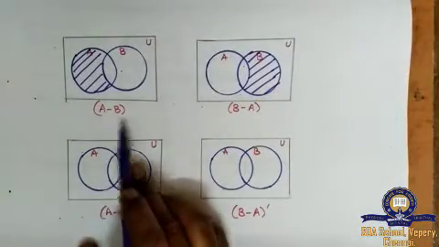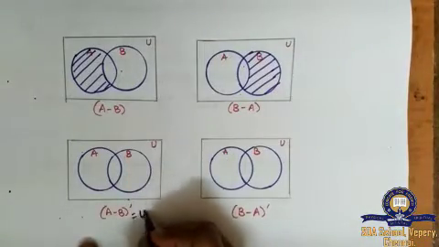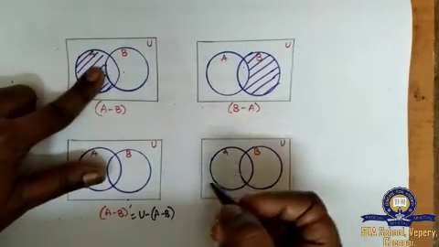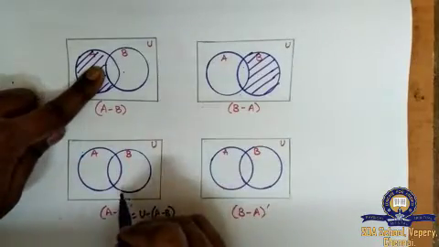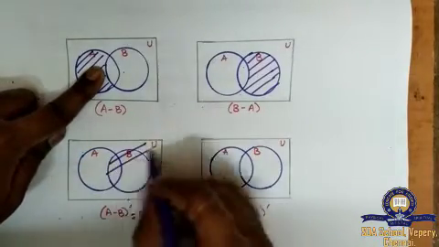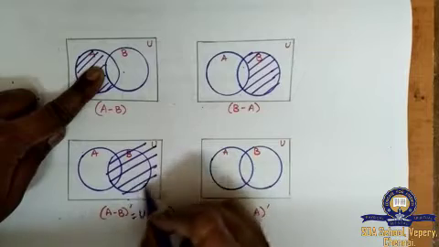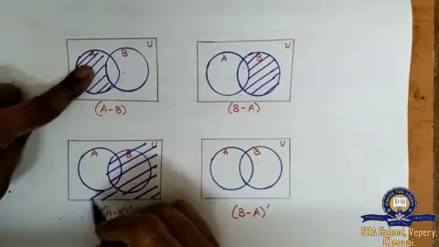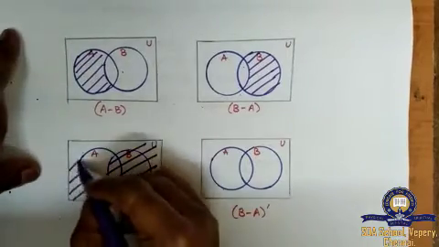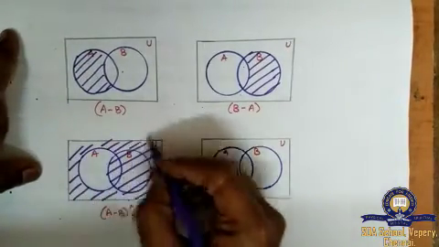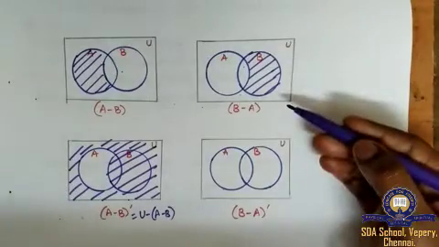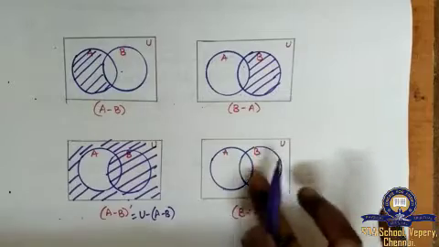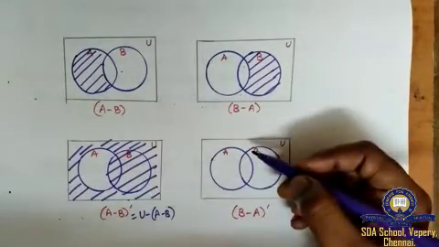Clear? So here is A minus B the whole dash. That means what? U minus (A minus B). Without this part, you have to shade the other part here. You have to leave only that A part. Whichever is shaded here, leave this part and then shade the other part. Same way for B minus A the whole dash, this part is shaded. We have to leave this part and then shade the other part.